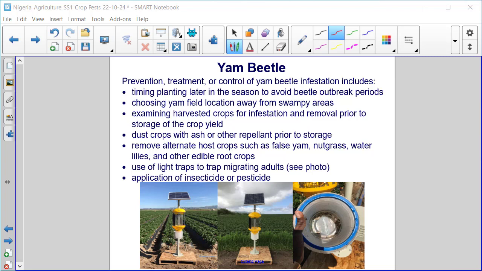Prevention, treatment, or control of yam beetle infestation includes timing planting later in the season to avoid beetle outbreak periods, choosing yam field location away from swampy areas, examining harvested crops for infestation and removal prior to storage of the crop yield, dust crops with ash or other repellent prior to storage, remove alternate host crops such as false yam, nutgrass, water lilies, and other edible root crops, use of light traps to trap migrating adults, see photo, application of insecticide or pesticide.